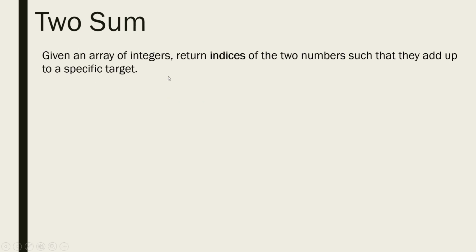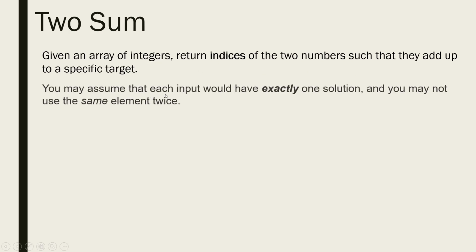Given an array of integers, return the indices of the two numbers such that they add up to a specific target. You may assume that each input would have exactly one solution, and you may not use the same element twice. Now, what we're going to do is analyze the given problem.